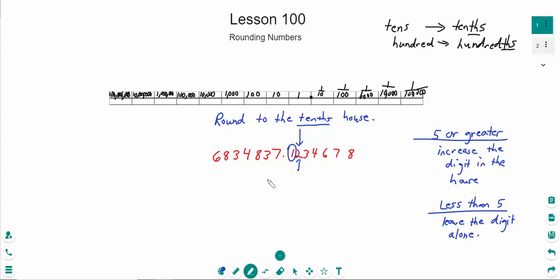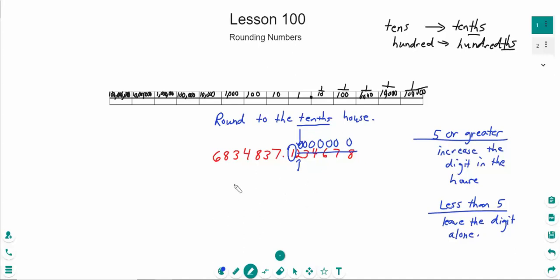Okay, so we look at this next house, and it's a 2. And a 2 is less than 5. So therefore, we leave the house in question, the 1, we leave that alone. And everything else, we just drop it. It all becomes zeros. And when you have zeros after the last digit in your decimal, the zeros can be dropped. Right? So technically, we're not really dropping them, but we're changing them all to zeros. And when we change them all to zeros, when we're talking decimal positions, it's the equivalent of dropping them. Because they're meaningless at the end of a decimal.